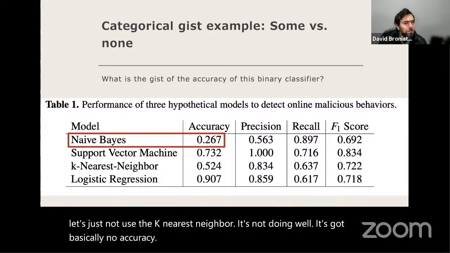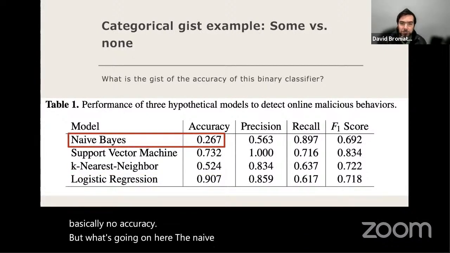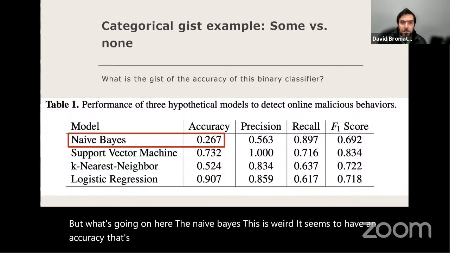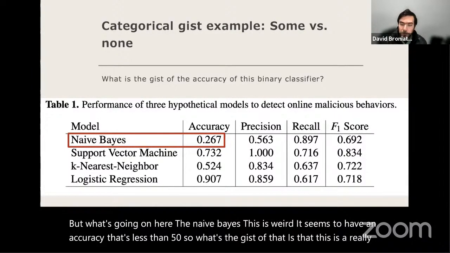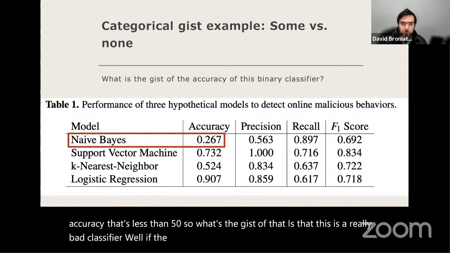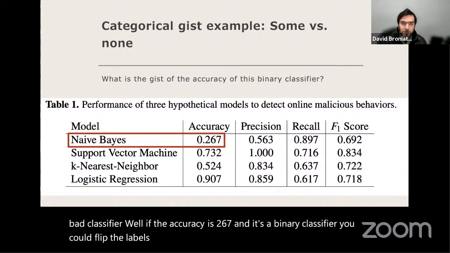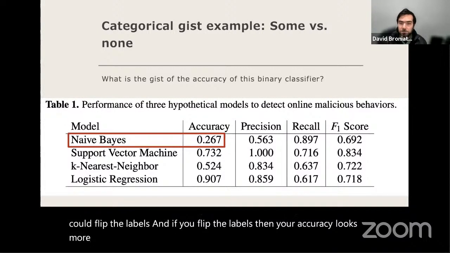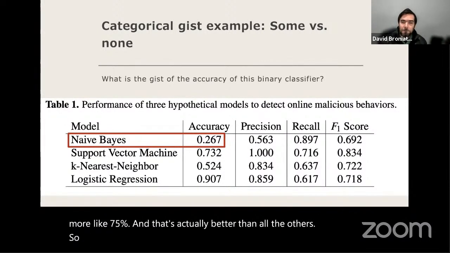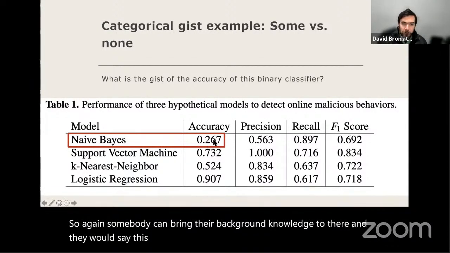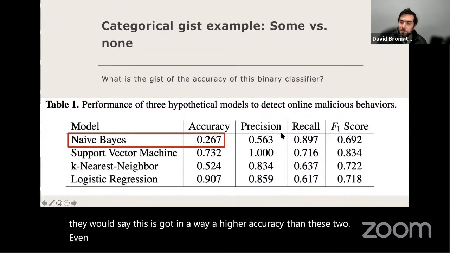But what's going on here? The naive Bayes, this is weird. It seems to have an accuracy that's less than 50%. So what's the gist of that? Is that this is a really bad classifier? Well, if the accuracy is 26.7% and it's a binary classifier, you could flip the labels. And if you flip the labels, then your accuracy looks more like 75%. And that's actually better than all the others. So again, somebody can bring their background knowledge to bear, and they would say this has, in a way, a higher accuracy than these two, even though the number itself is lower, but you need the background knowledge to know that.